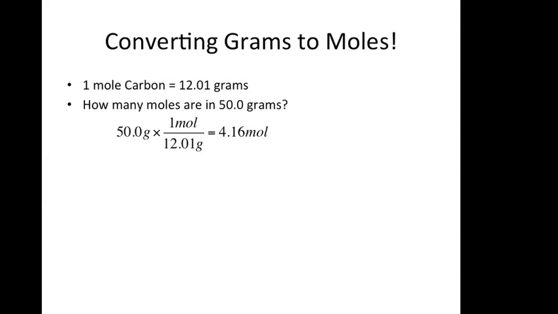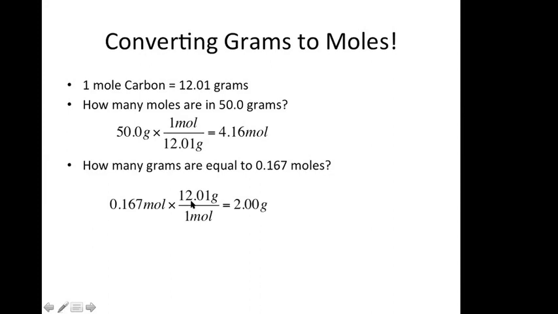So then the other thing we can do is go in the opposite direction. So if I said how many grams are equal to 0.167 moles, then I would start with the measured amount here, the 0.167 moles, and then I would multiply by a ratio again, but I don't want the ratio in the same direction because I want to get rid of moles. So I'm going to put the 1 mole on the bottom and the 12.01 grams on top. So this is what it will look like.